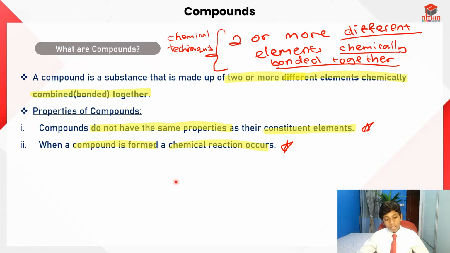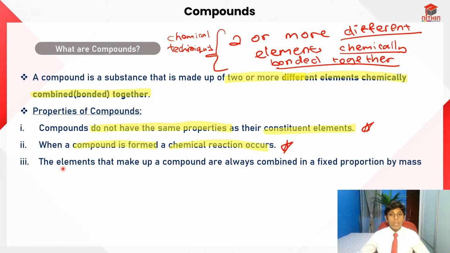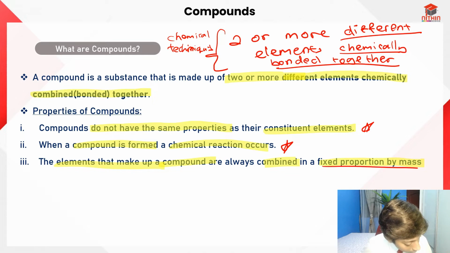Okay, so when a compound is formed, a chemical reaction needs to occur in order for a compound to be formed. Okay, next, the third property of compounds. The elements that make up a compound are always combined in a fixed proportion by mass. This is really important. They always need to be combined in a fixed proportion by mass, or else it will go wrong. You can't make the compound that you need.